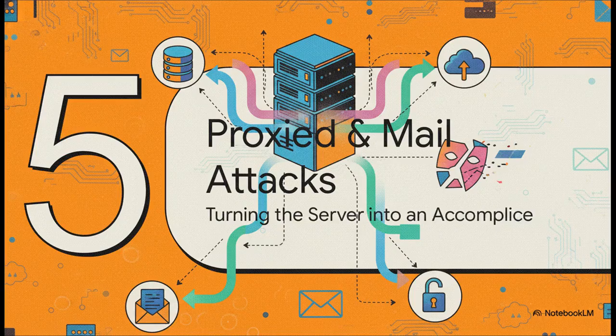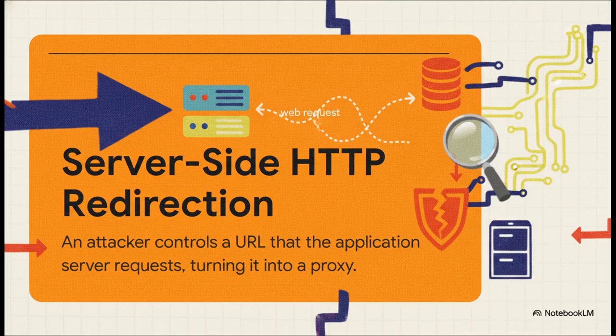All right, for our final category of attacks, the perspective shifts a little bit. Here, the attacker isn't necessarily trying to steal data from the server. Instead, their goal is to trick the server into becoming their accomplice, to use it as a pivot point to attack other systems. A really big one here is server-side HTTP redirection, or as it's more commonly known, server-side request forgery, SSRF. This happens when an application lets a user provide a URL, and then the application server goes and makes a request to that URL.